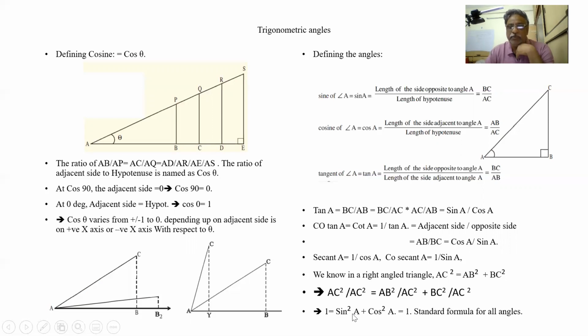Sin theta cannot be more than plus or minus 1. Cos theta cannot be more than plus or minus 1. But the sum of their squares is 1 because of the Pythagoras rule.